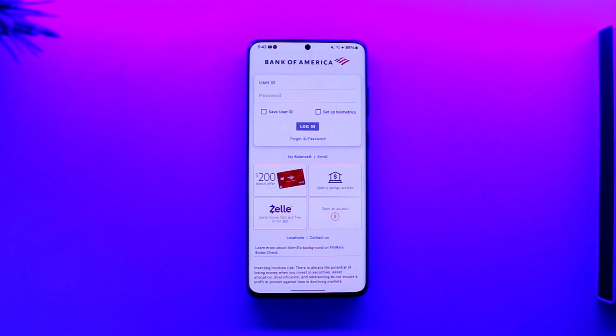account number. Now, Bank of America account numbers are usually 12 digits long, so if it's not 12 digits, that must not be it. So you need to make sure that is the case.